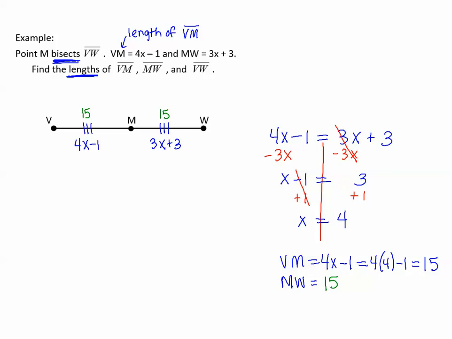Finally, VW is all the way across from V to W, which is adding the 15 and the 15 together. So adding 15 plus 15 makes 30.